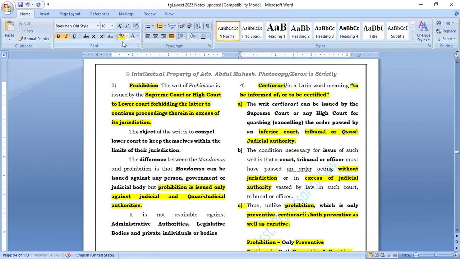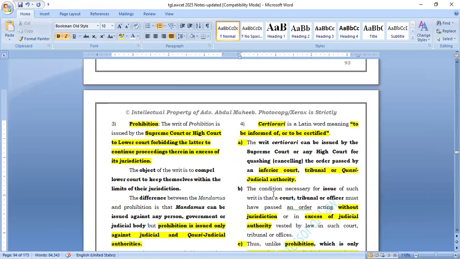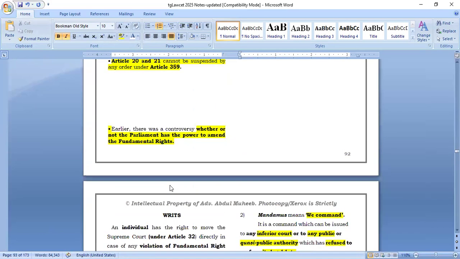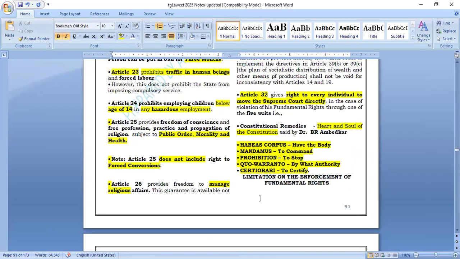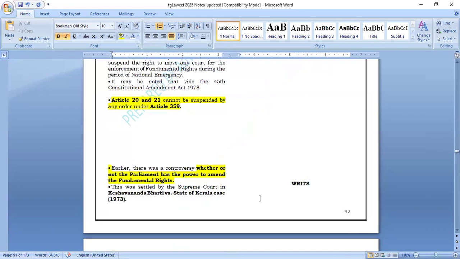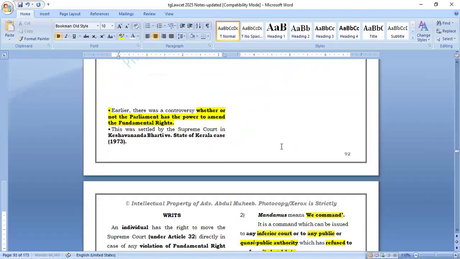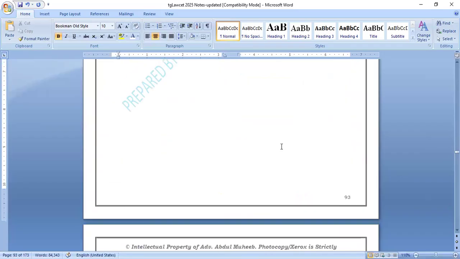Habeas corpus, mandamus, prohibition, certiorari and quo warranto. Done? पहले क्या आना? हैबियस कॉर्पस, Habeas corpus, second mandamus, third prohibition, quo warranto, and certiorari. Done with this?